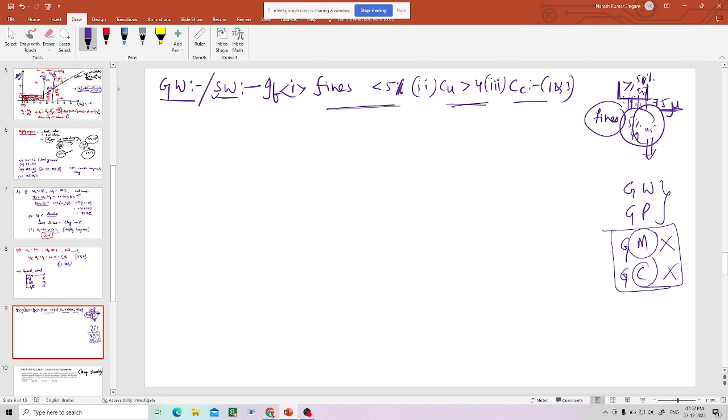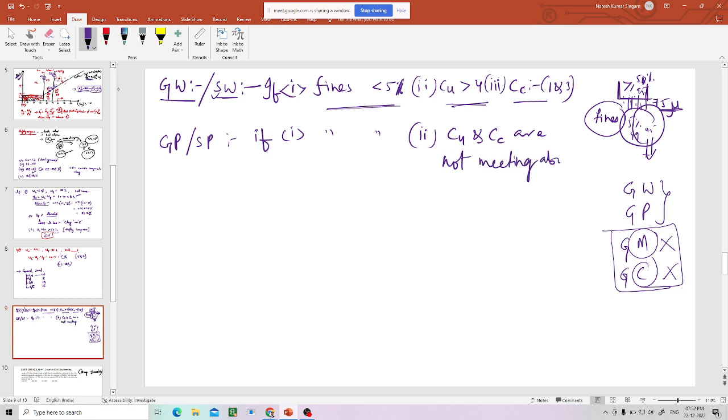Now, whether it's GP or SP, first point, fines should again be less than 5% only, because I am still talking about gravel only, poorly graded or well graded. I am not talking about silty or clay. That's why fines should still be less than 5%. And the second point is that CU and CC are not meeting the above criteria. If it is not falling in between this range or greater than 4, but still fines are less than 5%, then it will become poorly graded. So if it is meeting, it is well graded. Now you understood how to divide into GW and SW.